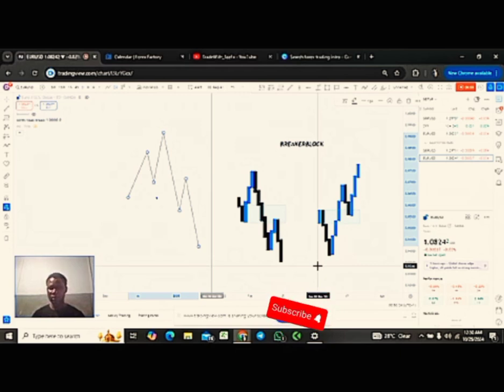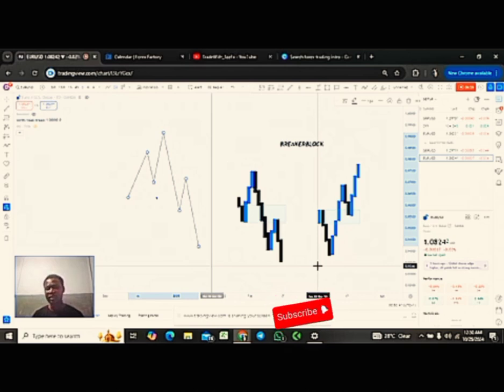So I use breaker block not even most of the time, but I use breaker block only on my entry time frame. I don't use it on my higher time frame. So the two arrays I use on my higher time frame are the order block and the fair value gap. Breaker block I only use on the lower time frame, which is my entry time frame.